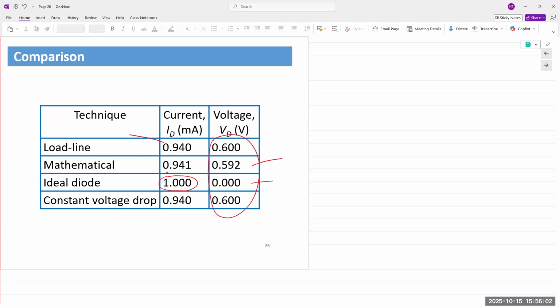Load line, perhaps we might have taken 0.95. But even if we took 0.95, we are not too far off. So all methods are pretty much in alignment. We can pick and choose any one we want. Ideal diode is usually used when you want to perform a circuit analysis and we just want to know how the circuit is working and what it is doing. If you want to determine the actual voltage and current, we would use a different model to verify our answers. I typically use ideal diode analysis to simply look at what the circuit is doing and how it's behaving.